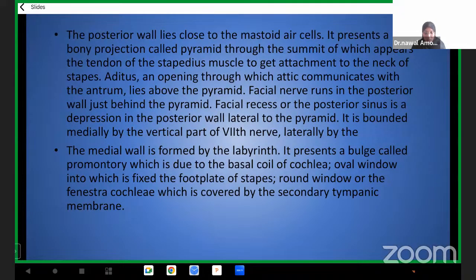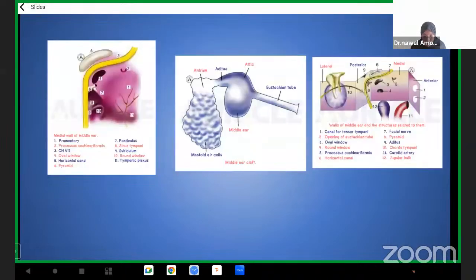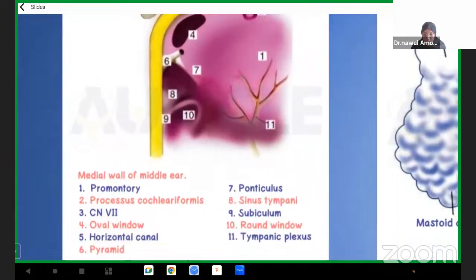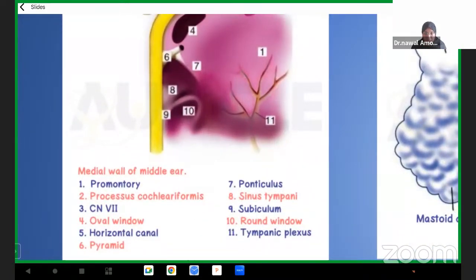Now, coming to the medial wall, it is behind. So you have anterior, posterior, and medial. The medial wall is formed by the labyrinth. Okay, it has a round bulge in between called the promontory. All right. So if we move to the next diagram, this is how the medial wall of the middle ear looks. The 11th marked here is the tympanic plexus, and that tympanic plexus is placed in the promontory. The promontory is a round circle.